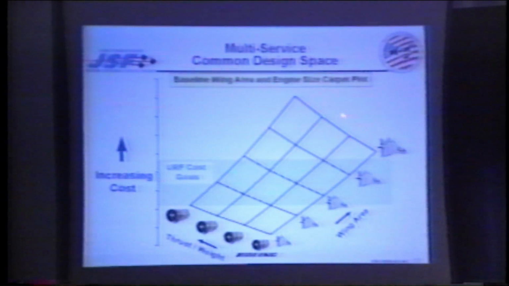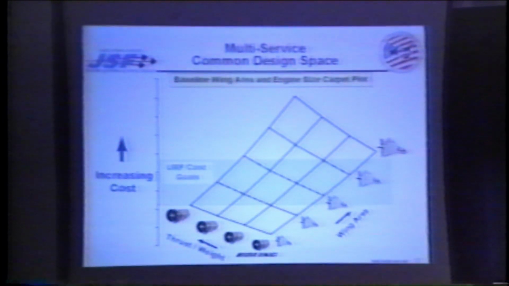Each of these intersections here, each of these points on this graph represent a different combination of engine size and wing area. So as we go up this way, this is engine size. As we go up in this direction, it's increasing wing area. The two primary parameters that drive the overall shape and cost of the vehicle in terms of meeting both up and away and basing mode performance. You can also see overlaid here the cost goals taken out of the JIRD.